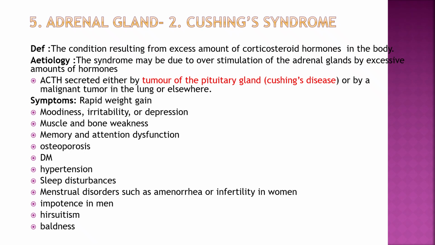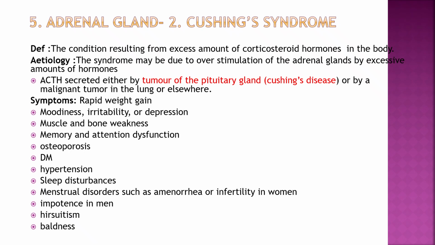Adrenal gland. Oversecretion of corticosteroid hormone by the adrenal gland causes Cushing's syndrome, and it is because of overstimulation of the adrenal glands by an excessive amount of hormone, that is ACTH. If the ACTH oversecretion is because of a tumor of the pituitary gland, it is called Cushing's disease, or it may be because of a malignant tumor in the lung or elsewhere.